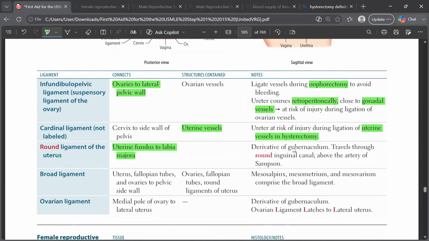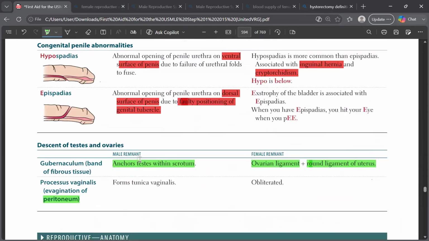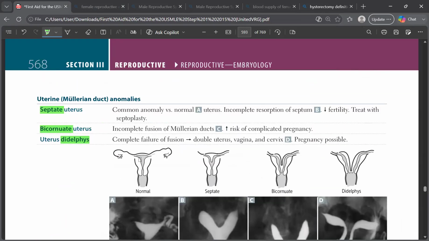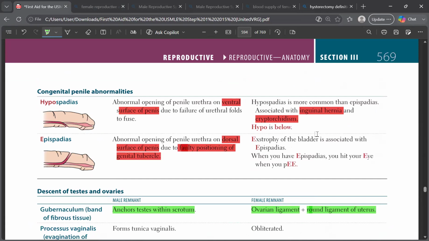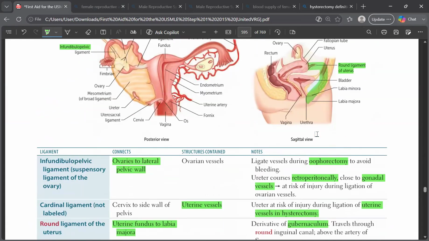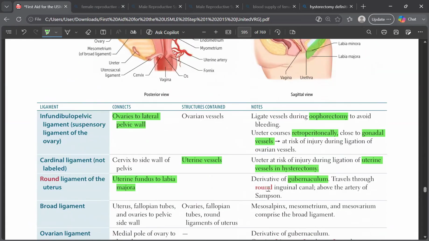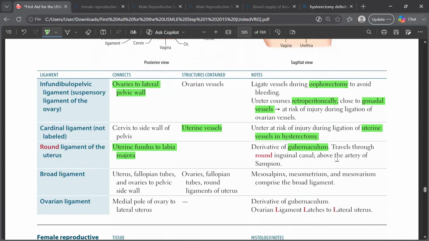It is a derivative of gubernaculum that travels through the round inguinal canal above the artery of Sampson. Okay, so it is a derivative of gubernaculum. Gubernaculum was this pink structure we studied in the last video, and in females it forms the round ligament of uterus. They're saying it travels through the round inguinal canal, which is why round was highlighted, above the artery of Sampson.